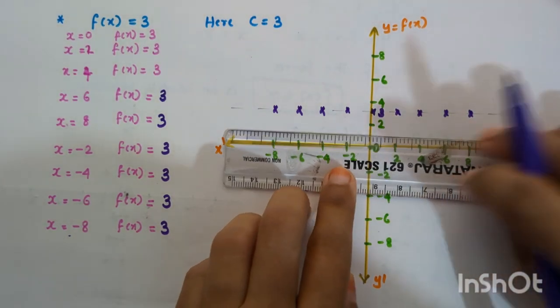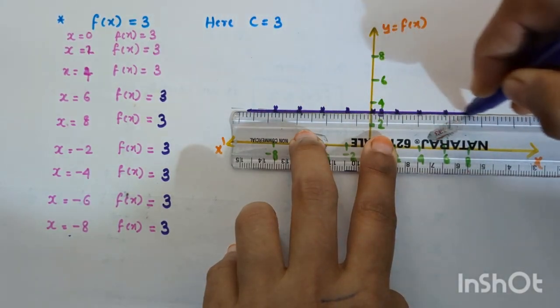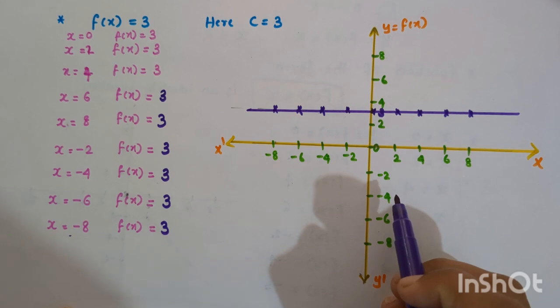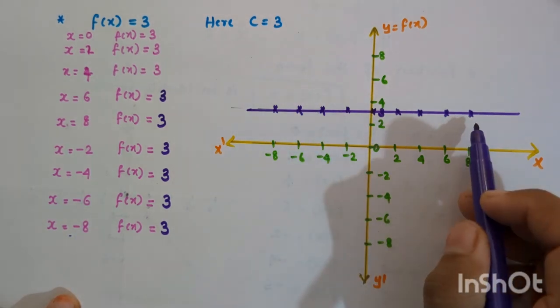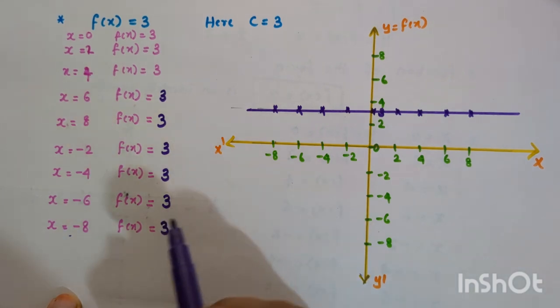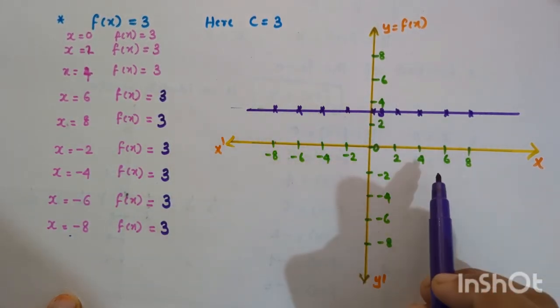When we join all these points, we actually get a straight line here. This straight line graph is parallel to the x-axis. That is, for a constant function, the graph is a straight line parallel to the x-axis.